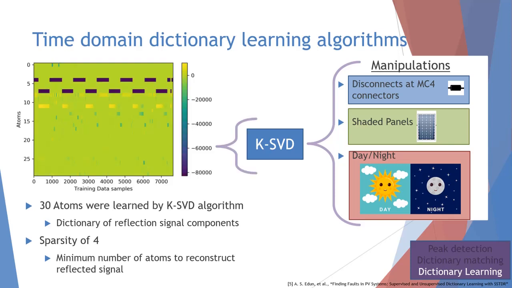The results of this are shown in the figure on the left, the green figure. The 30 different atoms are stored in the rows, and the reflection measurements are reconstructed using the atoms in the columns. You can see the training data set samples are going from 0 to about 7,700.